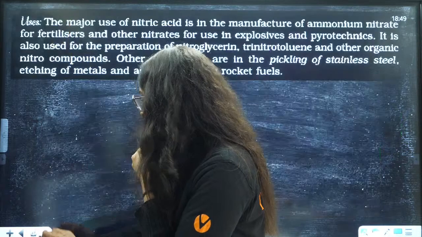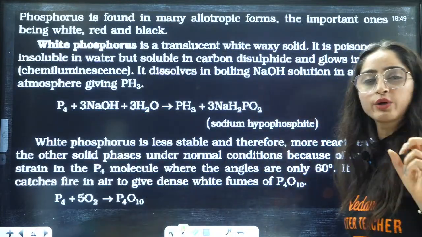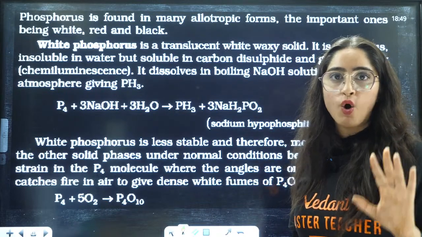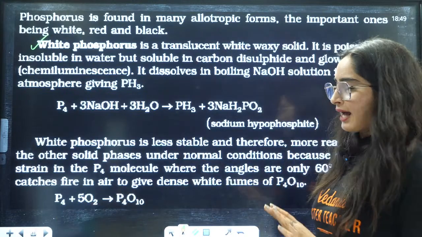Okay, yes. Phosphorus. Firstly, for phosphorus, you need to understand the allotropic forms of phosphorus. One is white, the other is red, and then black.